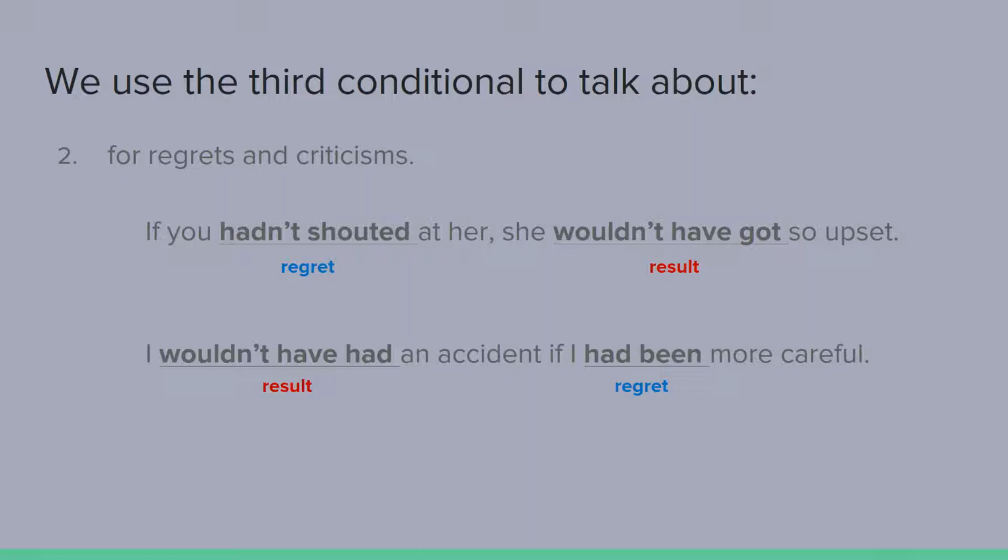Number 2, for regrets and criticisms. If you hadn't shouted at her, she wouldn't have got so upset. In this example, you regret that you shouted at her, and the result is she got upset. But if you hadn't shouted at her, she wouldn't have got so upset. Or you can say, I wouldn't have had an accident if I had been more careful. I had an accident because I wasn't careful, so the sentence I made is a regret in the past.